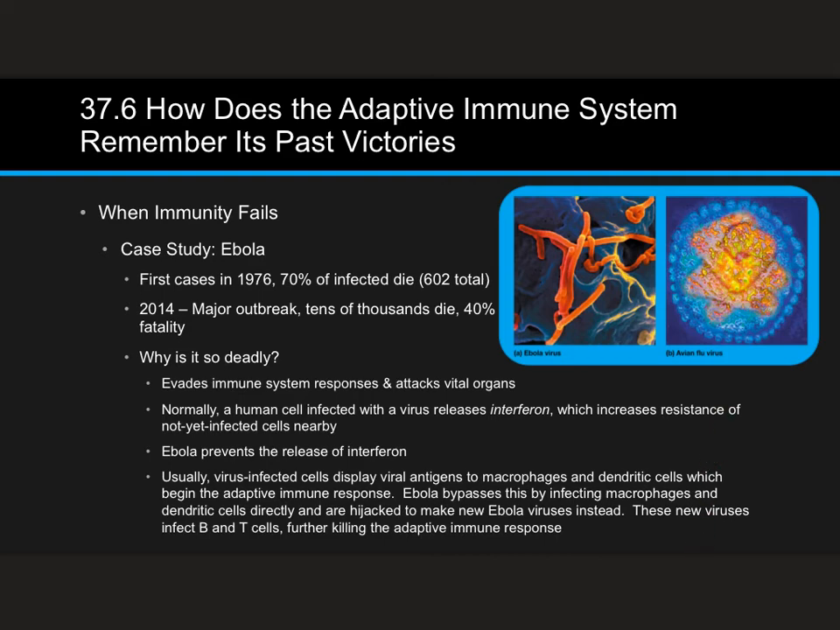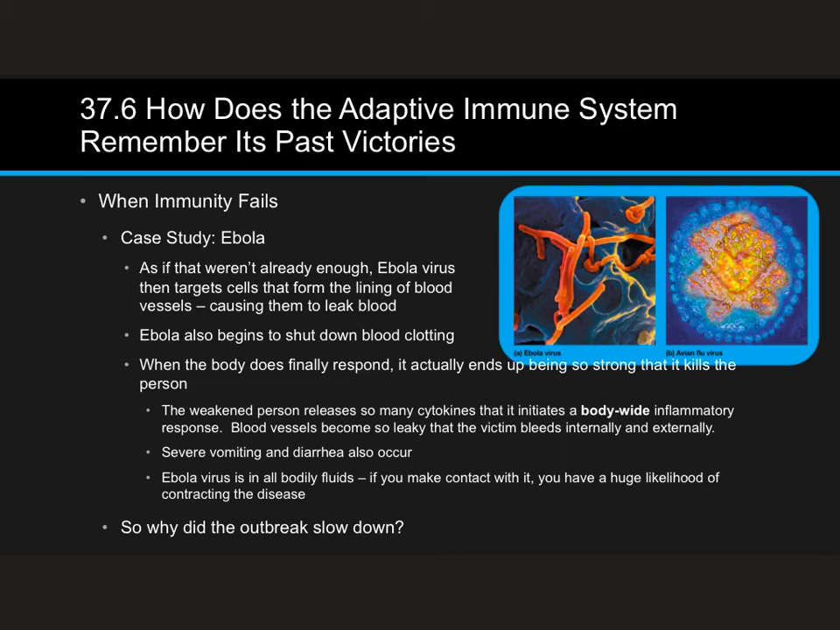As if that weren't already enough, Ebola virus then targets cells that form the lining of blood vessels, causing them to leak. If you've heard about what Ebola does, people that die from it, basically they're bleeding out of every orifice of their body, and then they have lesions in their skin that they're profusely bleeding, and they can't stop it. So the Ebola virus targets cells in your blood vessels, causing them to leak blood. It also shuts down clotting factors, so not only does it kill the cells in your blood vessels, but it also prevents your blood from clotting, which is problematic because then it just keeps leaking right out of the blood vessels.